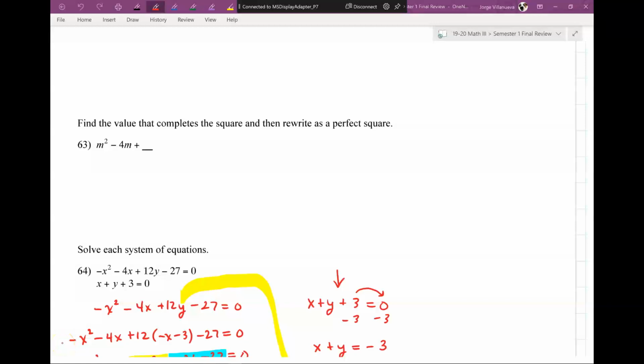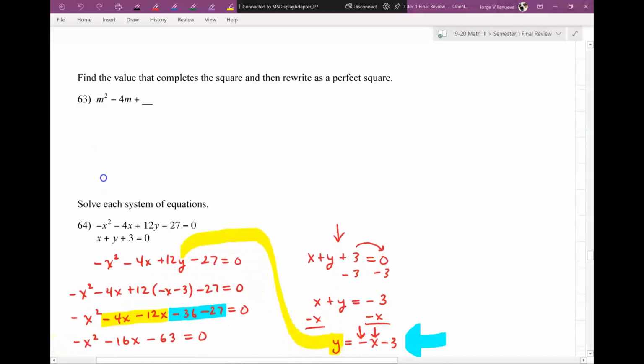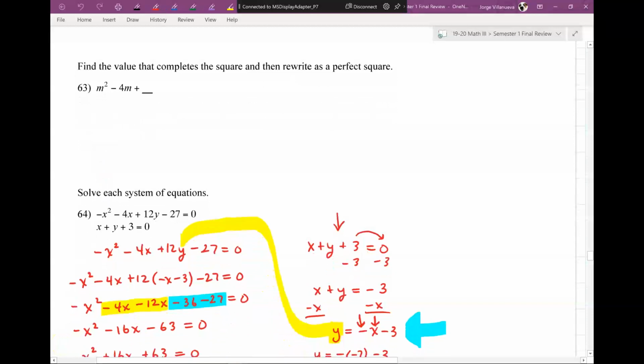So notice, guys, number 63 says find the value that completes the square and then rewrite it as a perfect square. So first they want us to fill in the gap. To fill in that gap, you're going to get b divided by 2 and then square it. Well, my b value is a negative 4. So negative 4 divided by 2 squared, well, that's negative 2 squared, which is just 4.